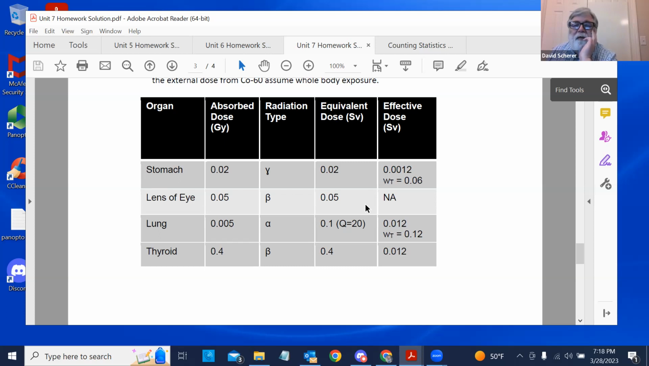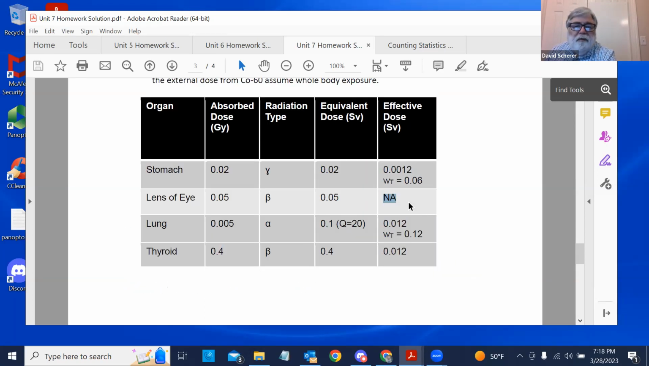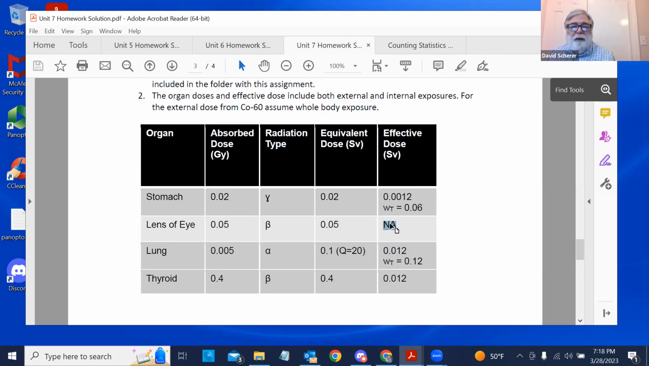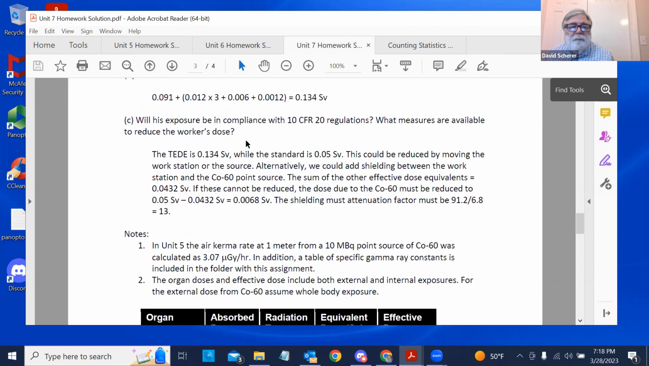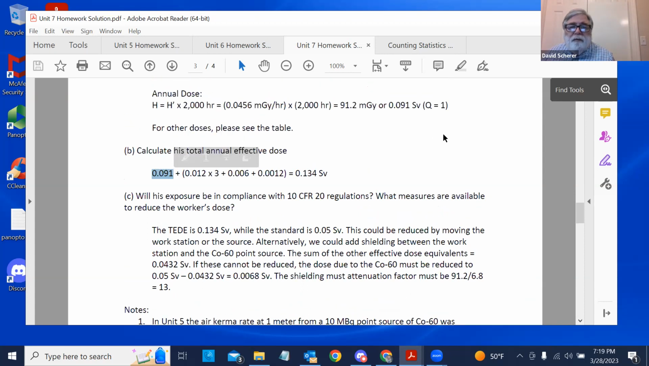Notice that for the lens of the eye, the effective dose is 0. It does not contribute to the effective dose. That's a quirk in the rules of the NRC. Skin doesn't contribute either. Okay. Add all that up, and I also have to add the external exposure that he got, the 0.091 sieverts from the external dose, plus all these internal doses, and I add it all up, and he got 0.134 sieverts.